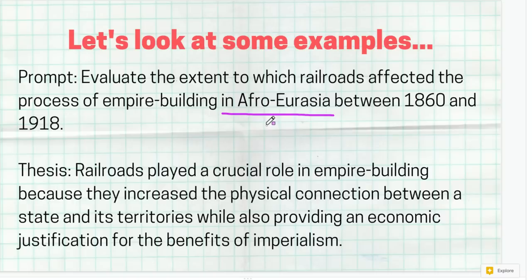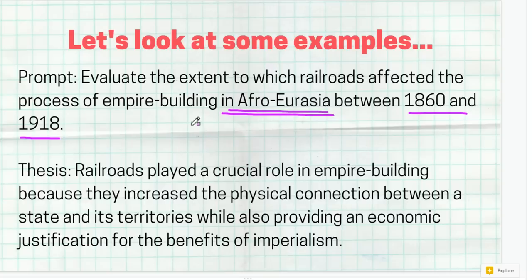Now, you could bring in the Americas maybe as context, but all of your evidence has to be from within whatever geographic region they give you, just like it needs to be from within whatever time period they're giving you, right? So if you do a whole thing about the United States building the Transcontinental Railroad in 1869, cool, that might give you some context points, but that actually doesn't count for this argument because they've limited your geographic scope to just Afro-Eurasia.